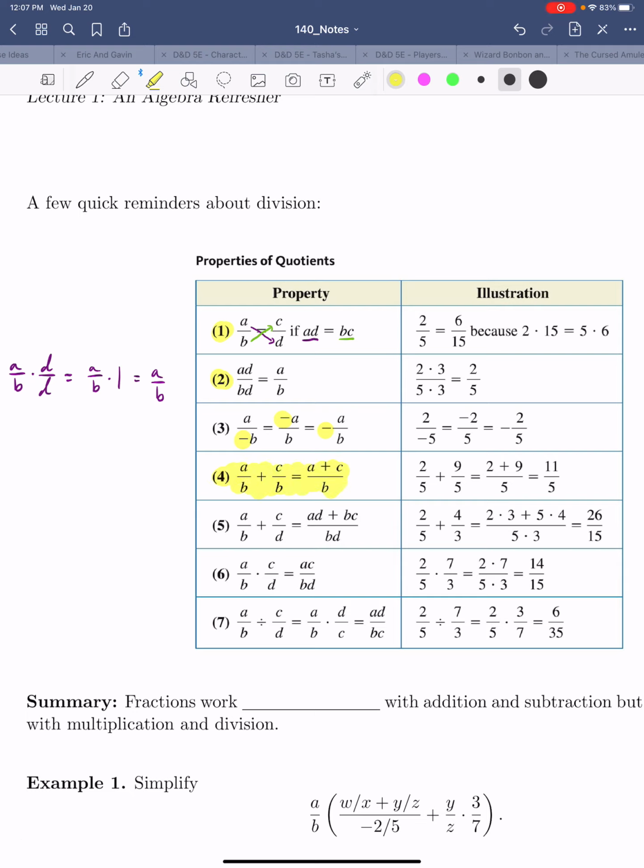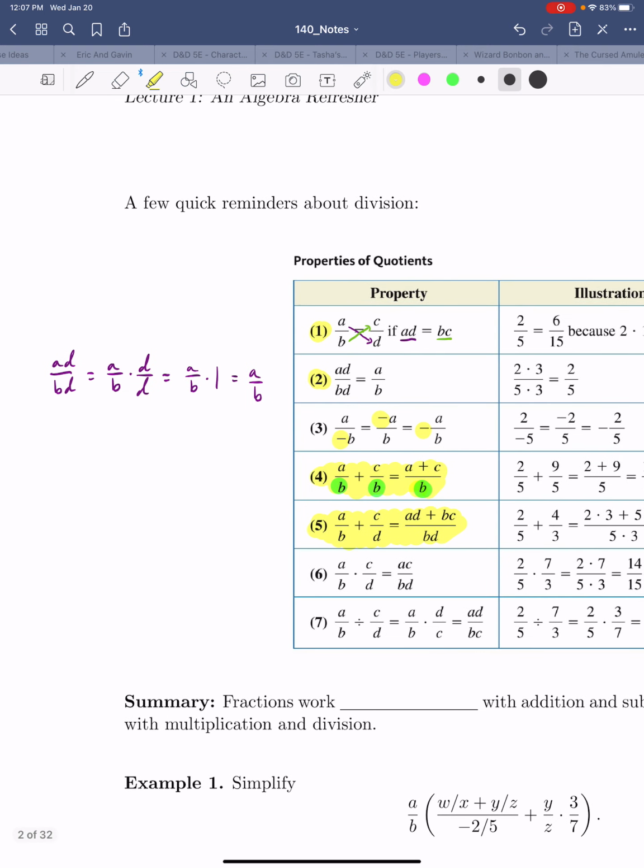As we're going to see, addition usually does not work nicely with fractions. In order for addition to work nicely, you must have a common denominator. You can't add two numbers otherwise. Well, then the question becomes, how do you get a common denominator? Well, you use number 5. You have to multiply by the one denominator, multiply by the other denominator, and then you get the whole thing.